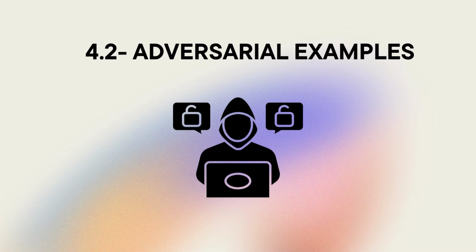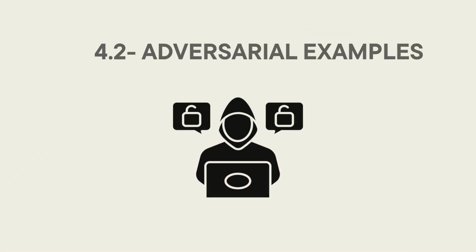Welcome to section 4.2 Adversarial Examples. In this lesson, we'll explore one of the most fascinating and concerning aspects of AI security. We'll discuss how seemingly tiny, almost invisible changes to input data can trick even the most advanced AI models.